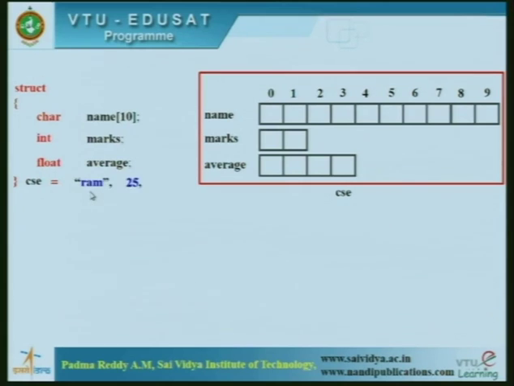Next, if I write here CSC is equal to RAM, 25, and 24.5, then what will happen? RAM will be copied into this memory location, and the string always ends with what? The null character. And then we have 25 here. The 25 will be copied into the marks field, and finally the 24.5 will be copied into the average field. So this is how we can initialize only one variable.